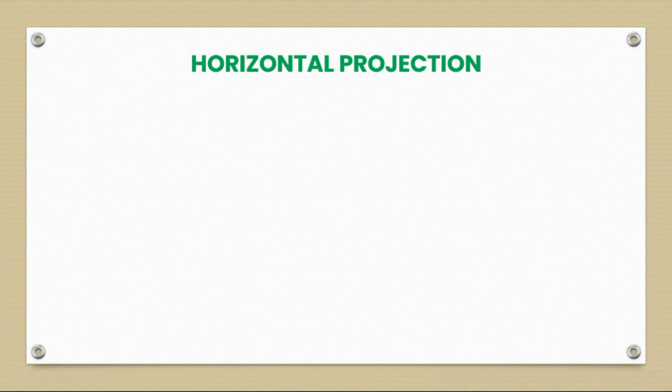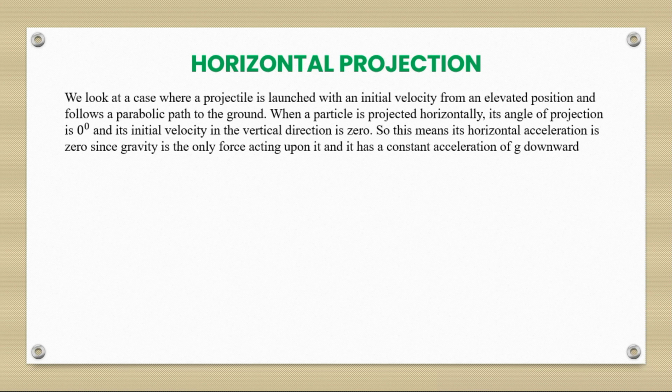Alright, so today we'll look at horizontal projection. We'll look at a case where a projectile is launched with an initial velocity from an elevated position and follows a parabolic path to the ground. When a particle is projected horizontally, its angle of projection is 0 degrees and its initial velocity in the vertical direction is 0. This means its horizontal acceleration is 0, since gravity is the only force acting upon it and it has a constant acceleration of g downward.